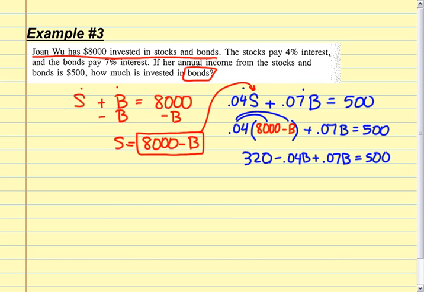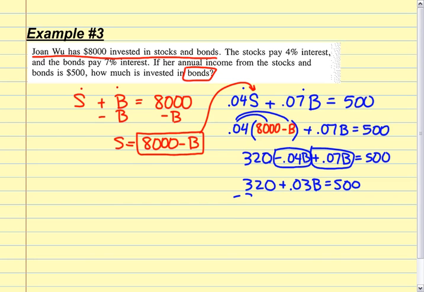Well, let's combine the B's. And when I do that, be careful. Don't make mistakes adding and subtracting decimals. You did that on your test. Don't do that anymore. You don't need to. You know how to do this. So that's plus 0.03B is equal to 500.